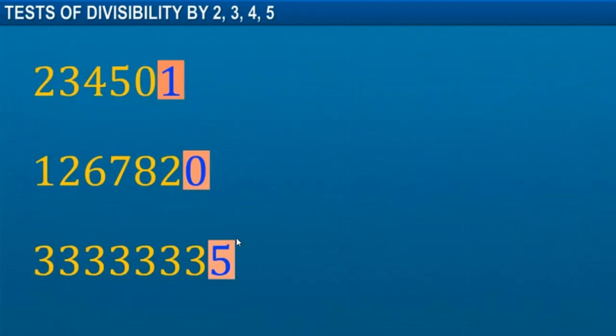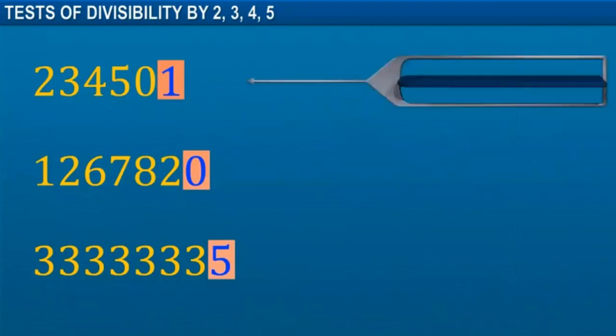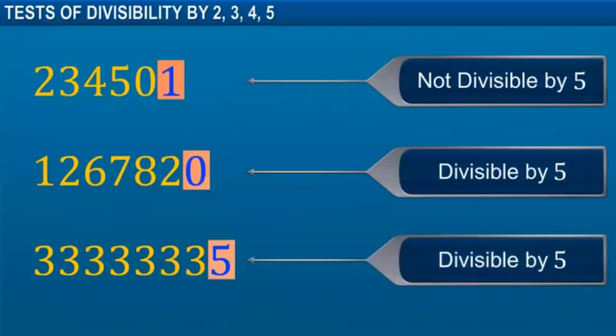Now here the last digit is 5. Is it divisible by 5? Yes. When the last digit is 5 also, it is divisible by 5, without actually dividing. You can just write down these numbers. If a number has 0 or 5 in the ones place, you can say that the number is divisible by 5. Now write down these three numbers, highlight the last digit with a circle, and write whether each is divisible by 5 or not.